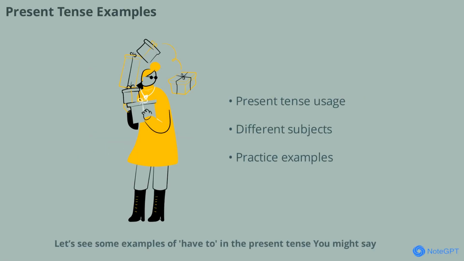Let's see some examples of have to in the present tense. You might say, "I have to study for my exam," or "They have to clean their room." For third person, it's "She has to go to work." These examples show how the verb changes depending on who you're talking about. Practice using these forms to get comfortable with them.